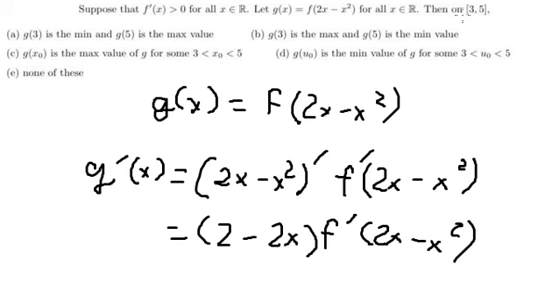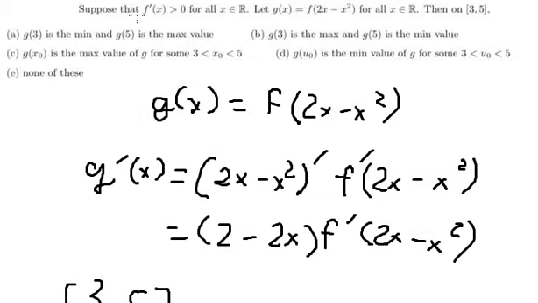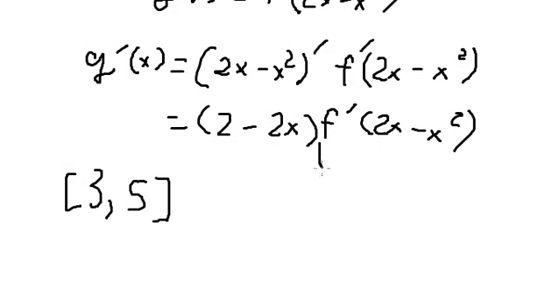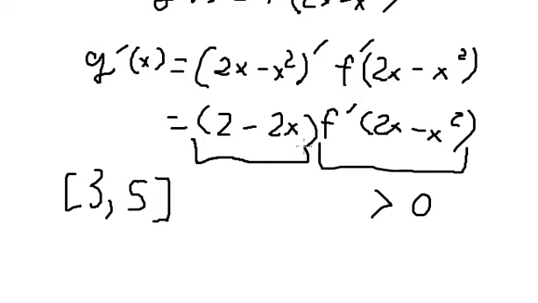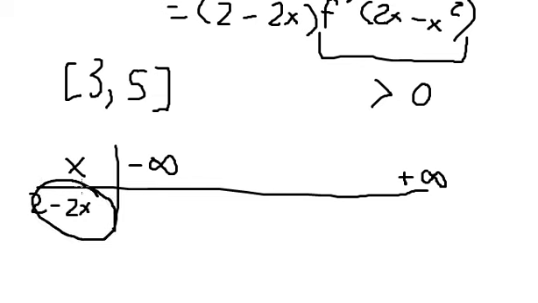Now let's consider the interval from 3 to 5. We know that the first derivative of f is always greater than 0. So that means when we put any value in here, it is always positive. Now we will consider this one. Now we have x and 2 minus 2x from negative infinity to positive infinity. I want to check the sign of this one.